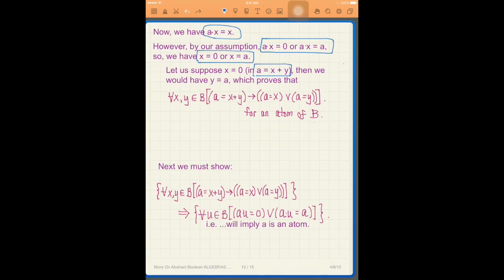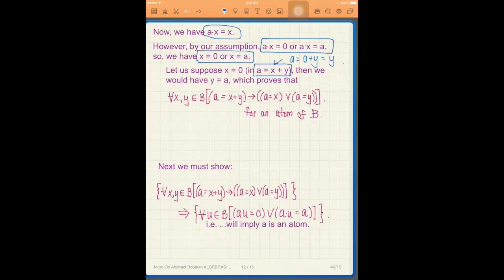So suppose that X is equal to 0. Then we would have Y equal to A. Isn't that right? So if we said, let's suppose that X is equal to 0, then we would have A is equal to the 0 element plus Y, and then by the property of the 0 element, 0 plus Y is just Y. So A is equal to Y, or you can say Y is equal to A.